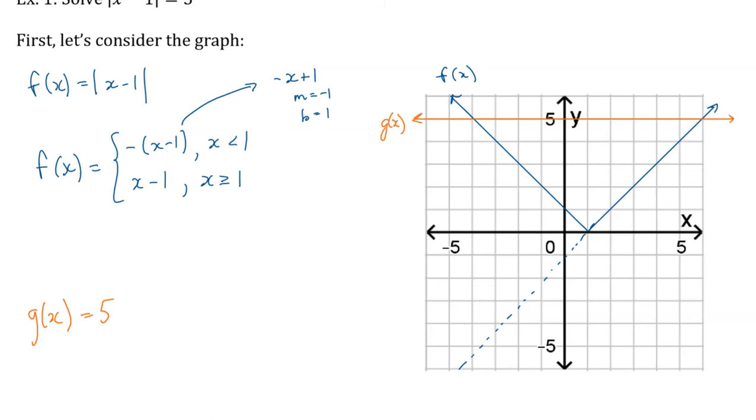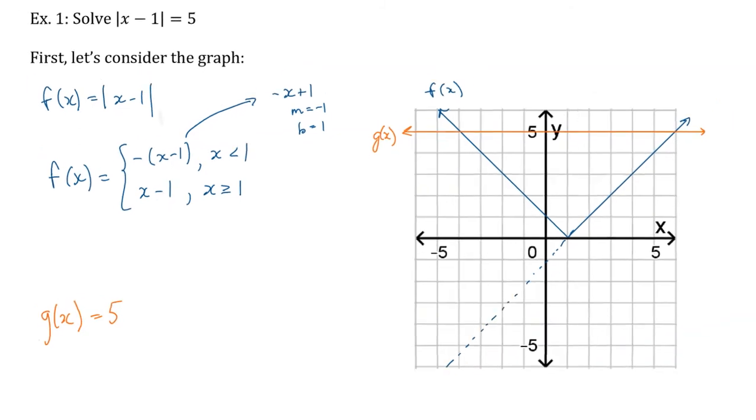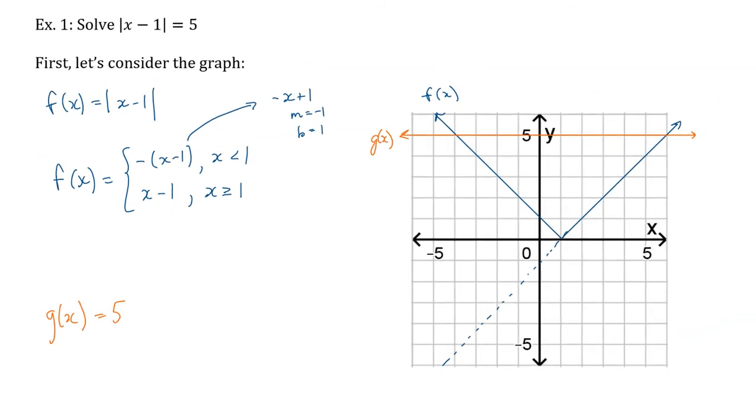So what are my answers? When does the absolute value of x minus 1 equal 5? There and there. So -4 and +6.